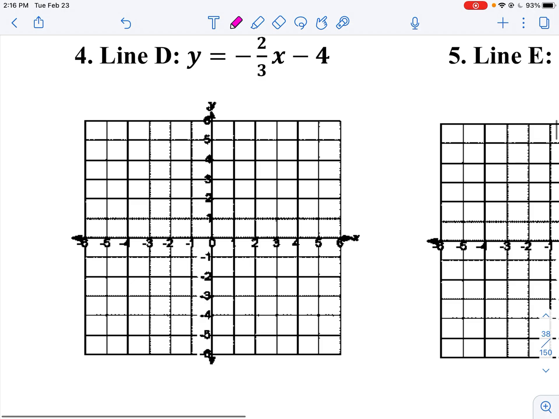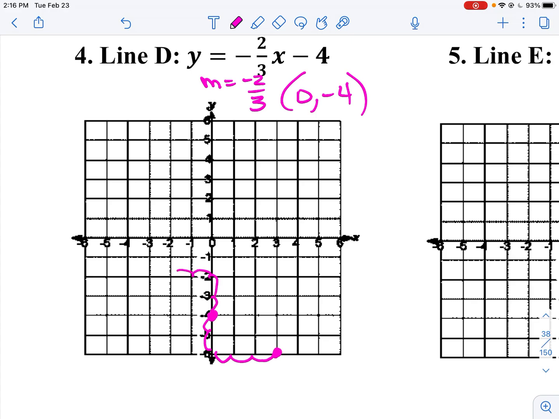Okay, so here I have a slope of negative 2/3. I have a point of 0, negative 4. So I go down to negative 4. Again, it's going to be negative. So I go down 1, 2, I go over 1, 2, 3. I go up 1, 2, I go over 1, 2, 3. And then I draw a line that contains all of these dots.